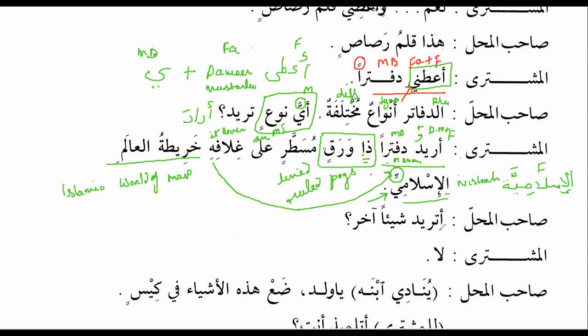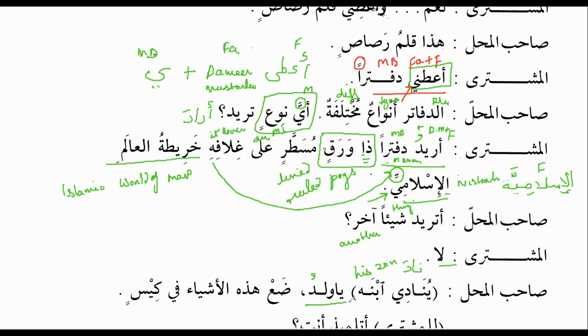Sahib al-Mahal says, Aturidu shay'an akhar? Akhar means another thing or other things. Shay'an, things. Turidu comes from arada, do you want any other thing? So the buyer says, La, no, negative. Sahib al-Mahal then calls, Yunadi ibnahu. Yunadi comes from nada. Nada means to call. So this is present tense, Yunadi, and ibnahu is his son. He called his son, Ya Waladu.